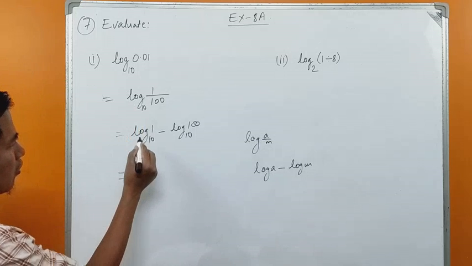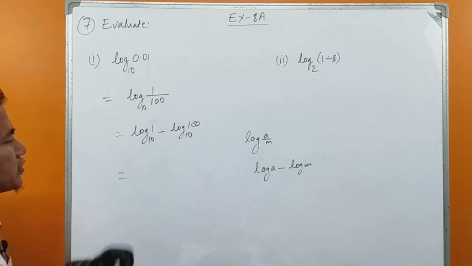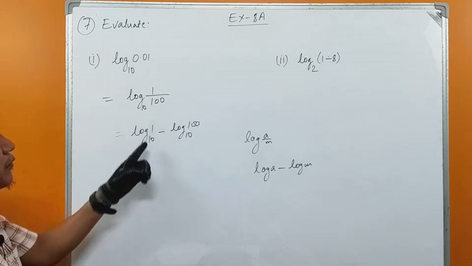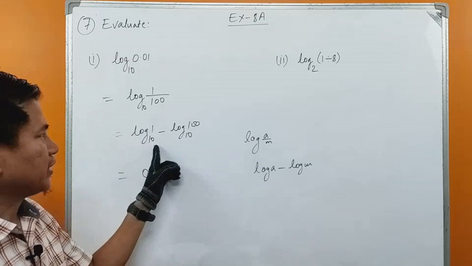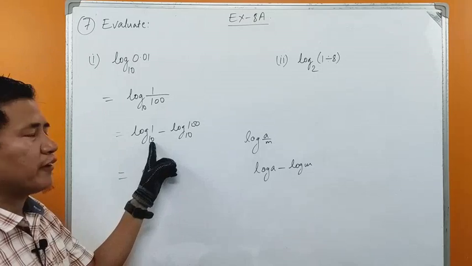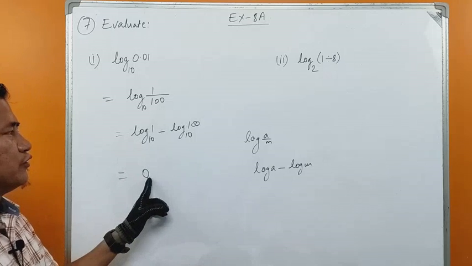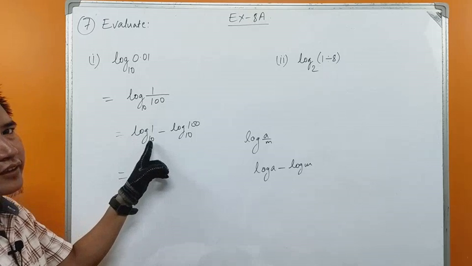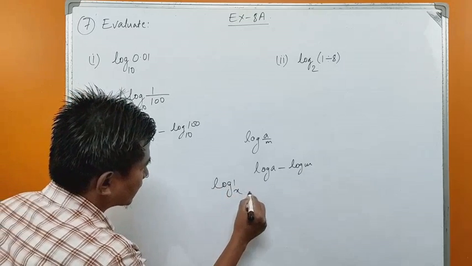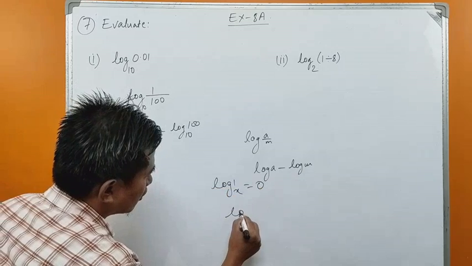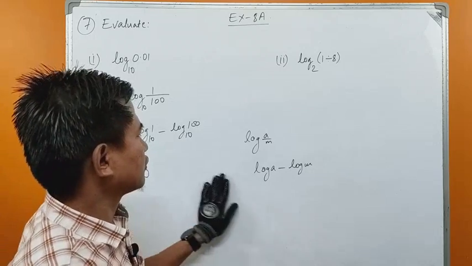Okay, now log 1 to the base any number is always 0, isn't it? Log 1 means 0, for any base, provided the base should not be 0. If any number other than 0 is there in the base, then log 1 becomes 0. Log 1 to the base x equals 0. Log 1 to the base 100 equals 0. Log 1 to any base other than 0 is always 0.